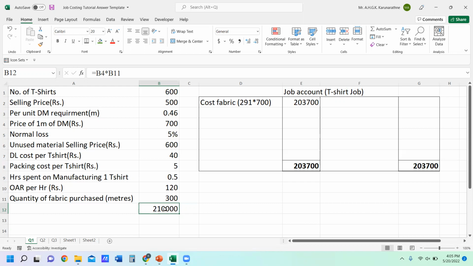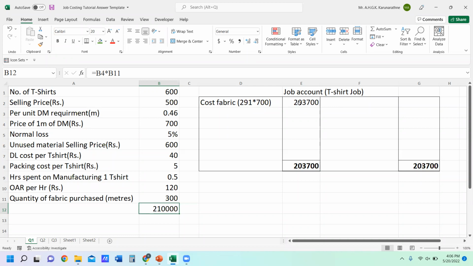This amount we don't need to worry about as far as this job account is concerned, but you need to incur this much of cost. You need to credit bank account, or if you purchase on credit basis, supplier credit or bank credit, and your raw material control account debit. Your raw material asset account, stock account debit. From that raw material account, we take this raw material.